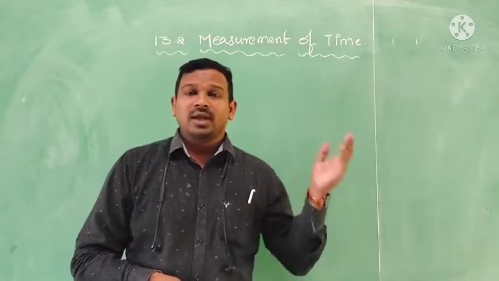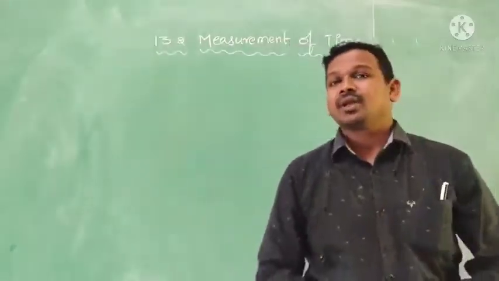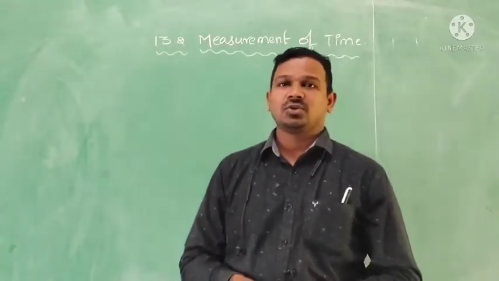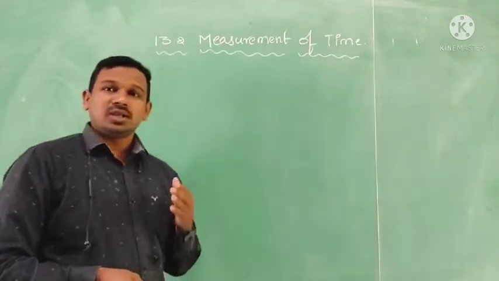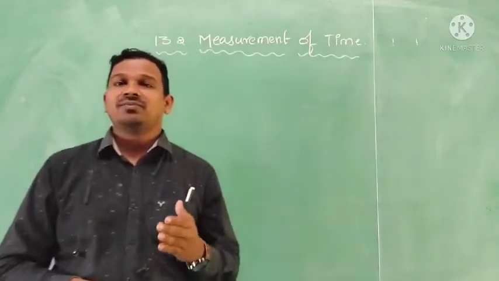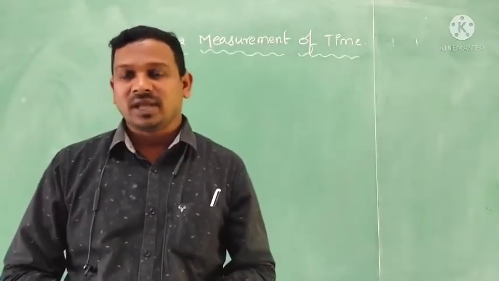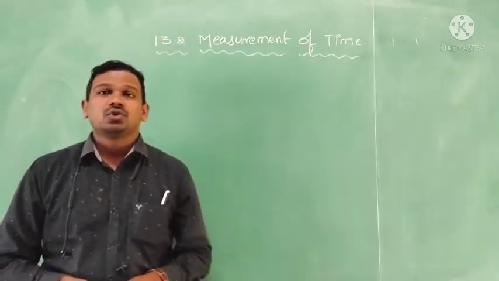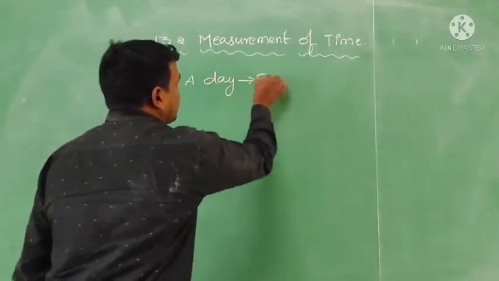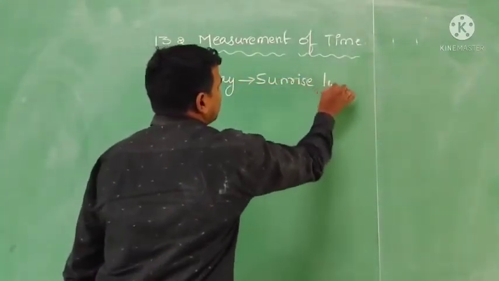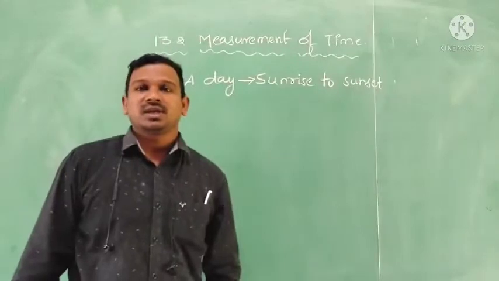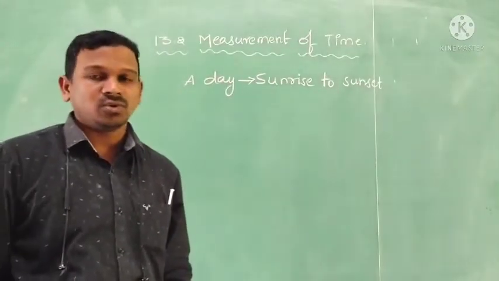In ancient days, they used to tell the time based upon nature. How will nature help us tell the time? In ancient days, they used to tell the days. For them, the day would start from sunrise and be completed with sunset, right? So the answer is: how will the day be denoted? The day will be equal to sunrise to sunset.